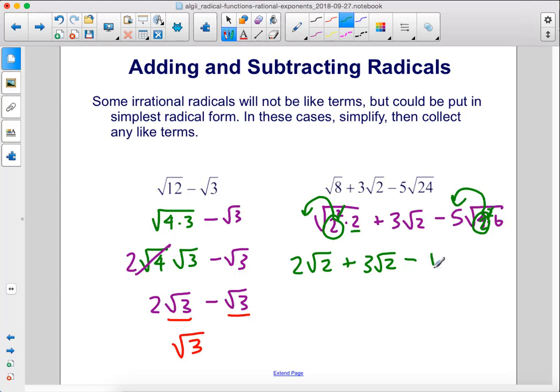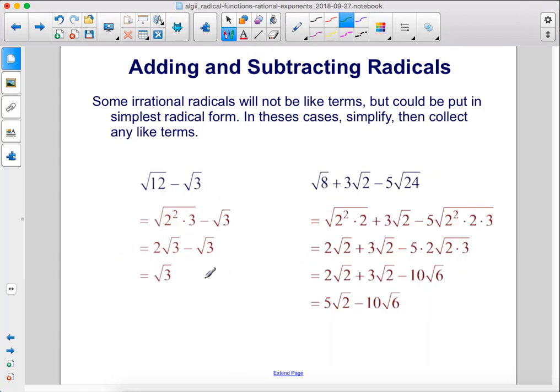So that becomes negative 10 times the square root of 6, and here we have some like terms, square root of 2, square root of 2, so we can combine 2 and 3 into 5 times the square root of 2 minus 10 times the square root of 6. And there you go.